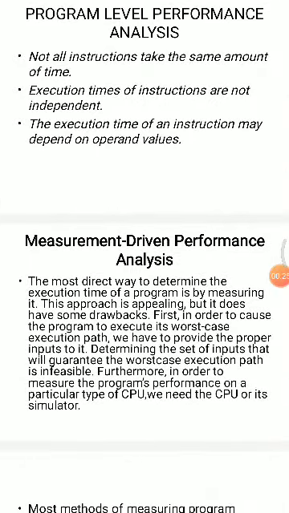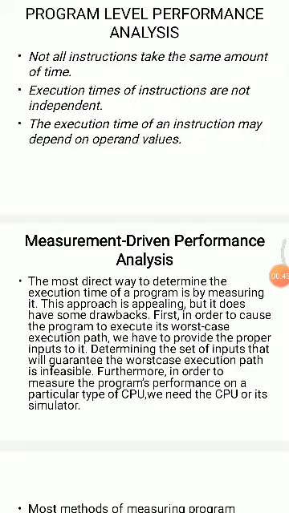Measurement driven performance analysis: the most direct way to determine the execution time of a program is to measure it. This approach is appealing but has drawbacks. First, in order to cause the program to execute the worst case execution path, we have to provide the proper input to it. Determining the set of inputs that will guarantee the worst case execution path is infeasible.